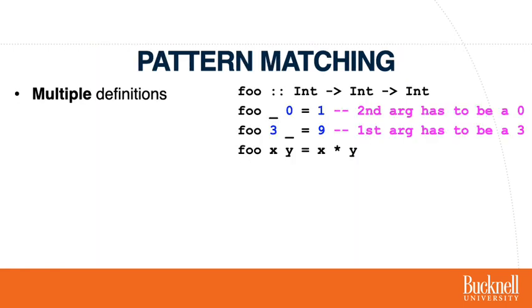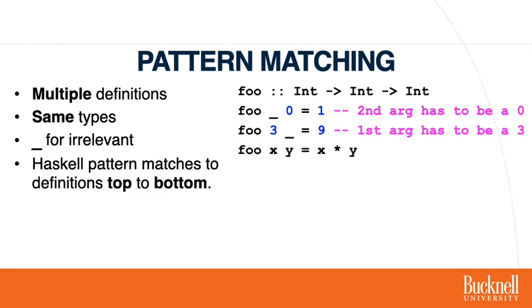Haskell uses pattern matching. What this means is you can have a function that has multiple definitions. Here, foo has 3 definitions: one for when the second argument is 0, one for when the first parameter is 3, and another case where it can take any value. A restriction on these definitions is they all have to be the same type. This is unlike languages such as Java. The underscore indicates that an argument or parameter is irrelevant for this definition.